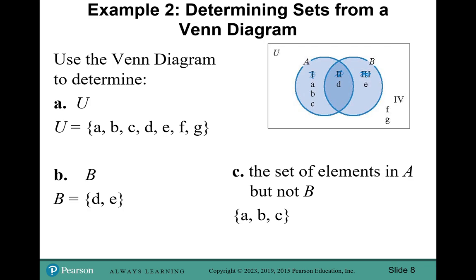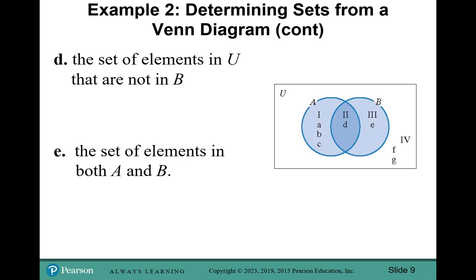The set of elements in A but not in B. So we want the set of elements in A but not B. That would include A, B, and C. D would not be included here because that element is shared with B. We want the elements that are just in A but not in B.